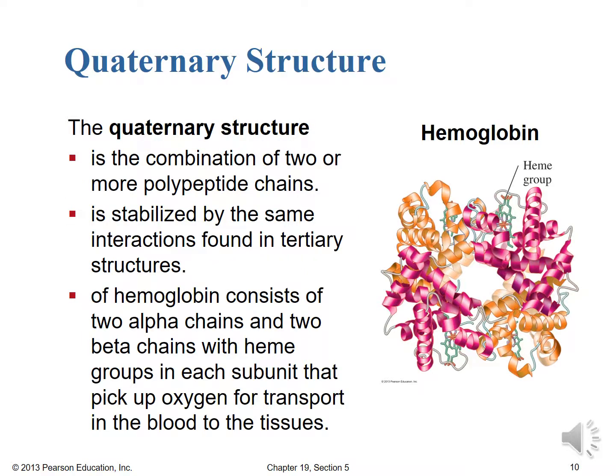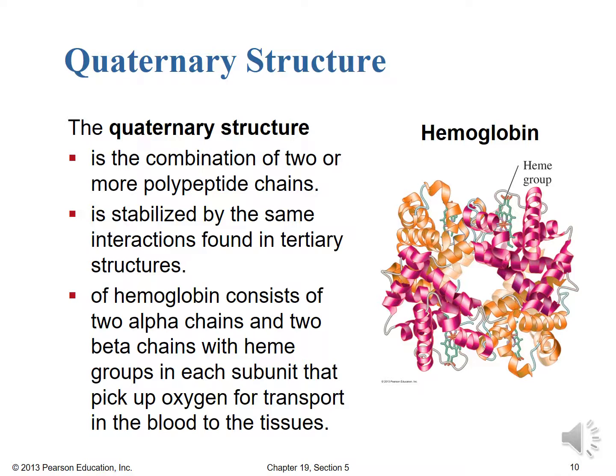Okay, and here we go, quaternary structure. So this is the end, believe it or not. I know we seem to just add additional layers. Well, this is the last one we're going to toss on here. Quaternary structure is the combination of 2 or more polypeptide chains. It's stabilized by those same interactions found in the tertiary structures, but it's different subunits coming together.